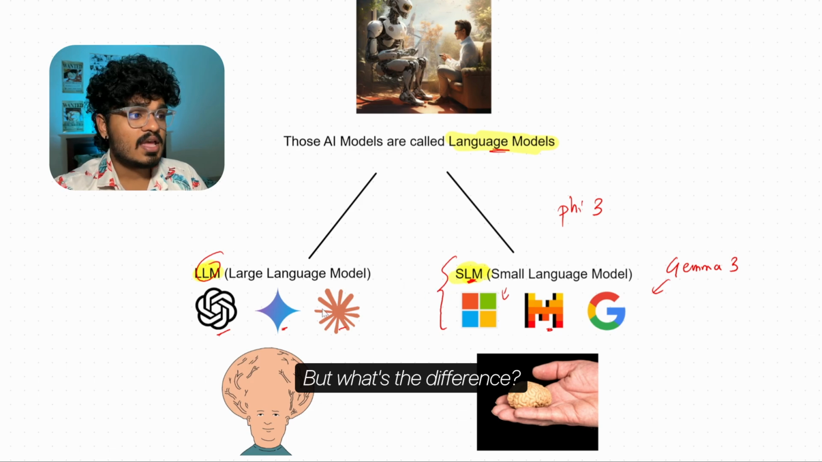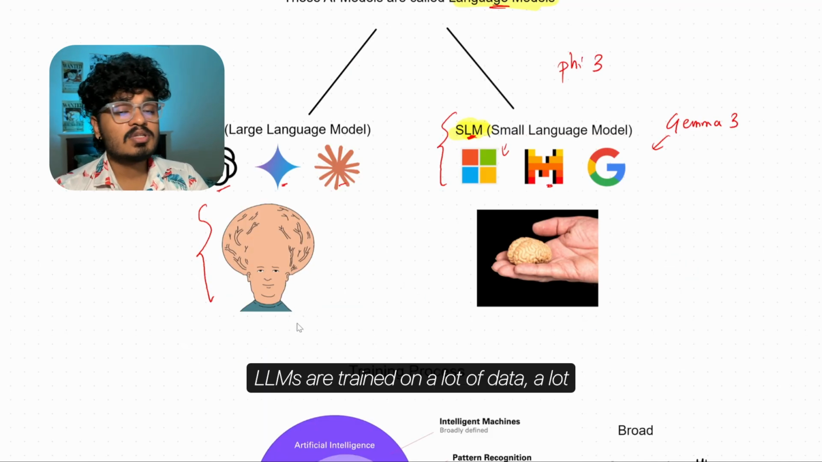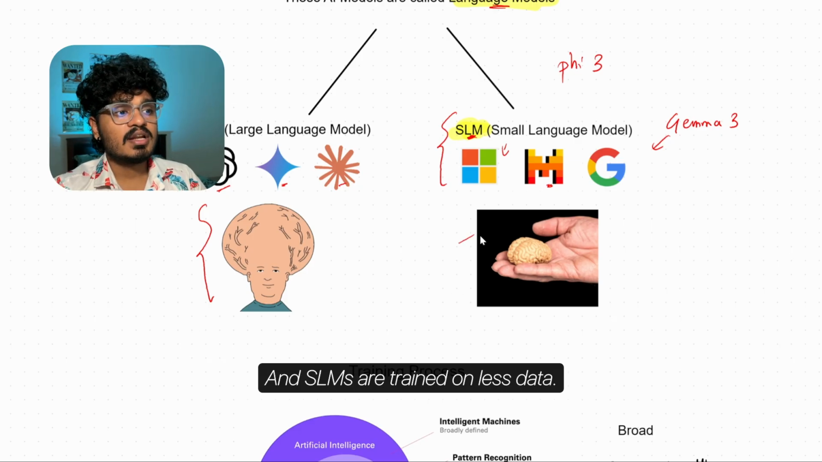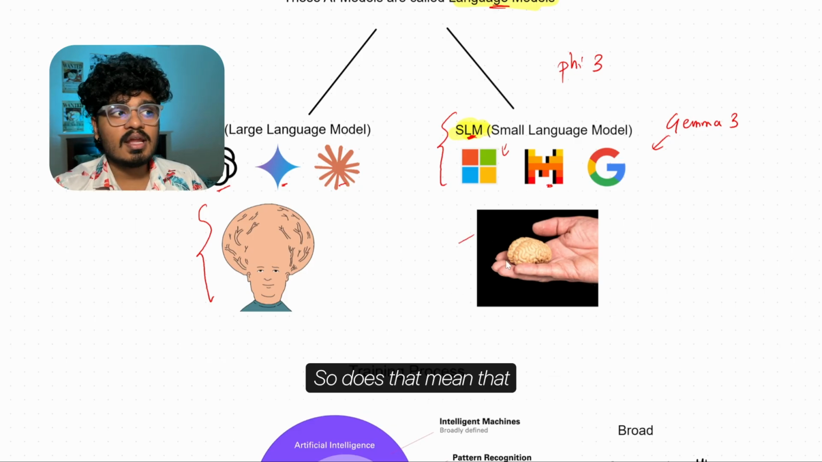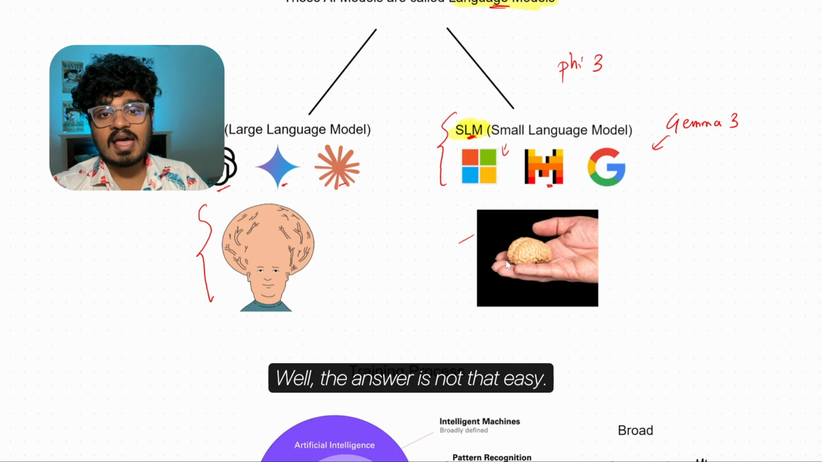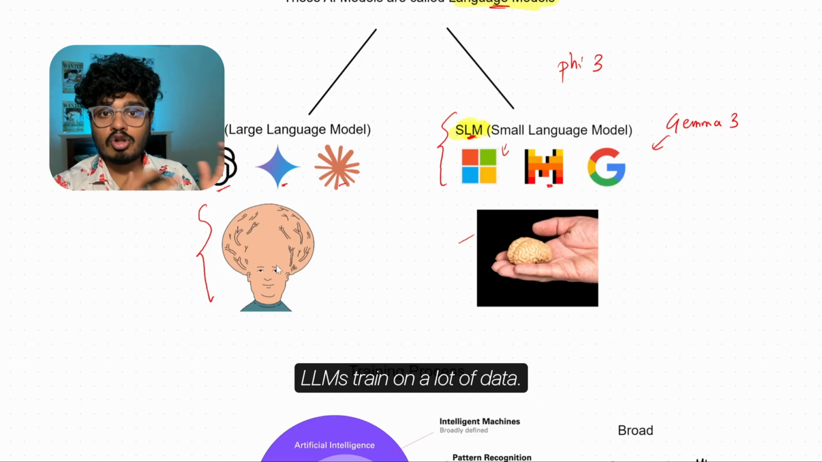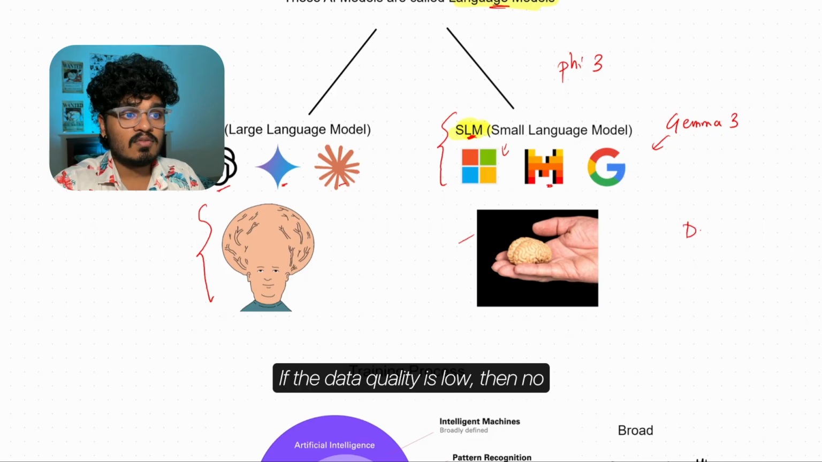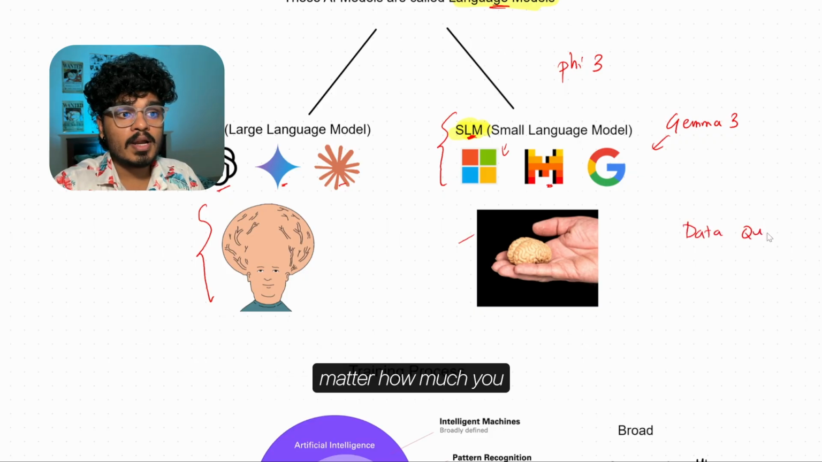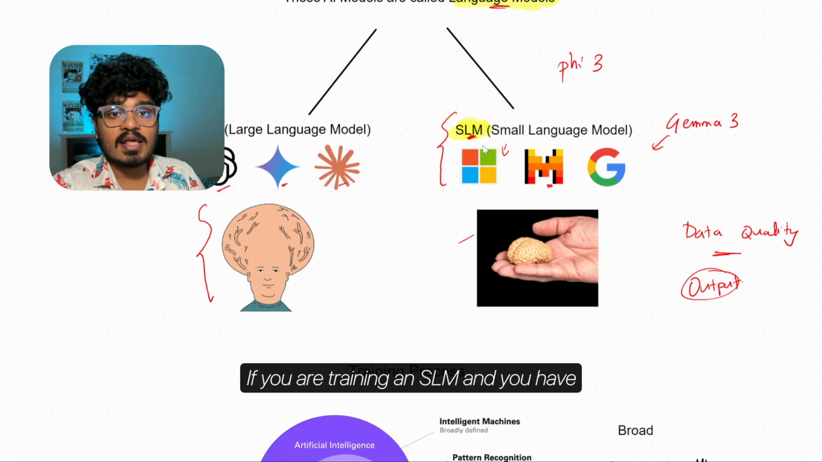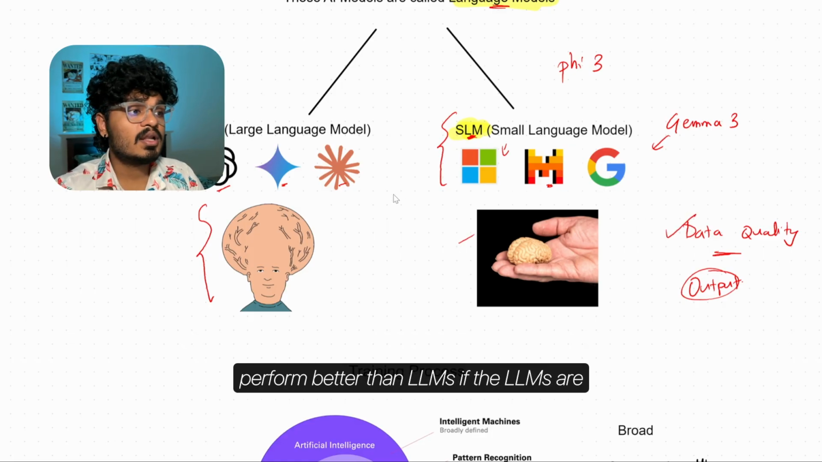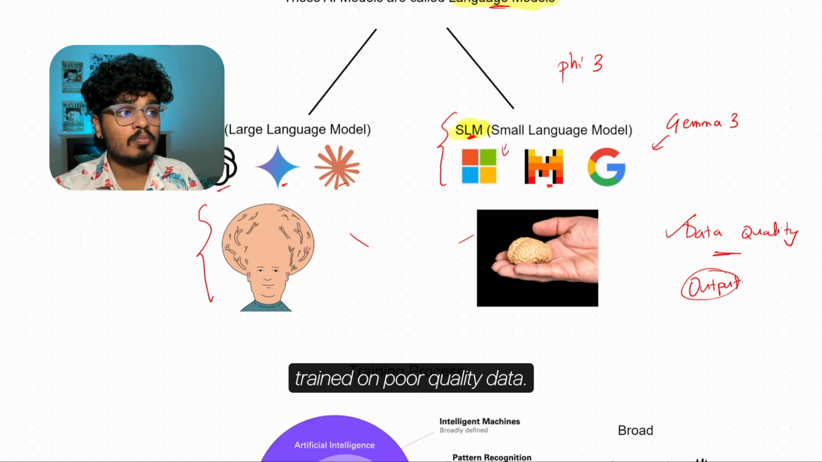But what's the difference? And why do people prefer LLMs? LLMs are trained on a lot of data, a lot of parameters, way more than SLMs. And SLMs are trained on less data. So does that mean that LLMs are better than SLMs? Well, the answer is not that easy. LLMs are trained on a lot of data, but what if that data is not good enough? Data quality is what matters. If the data quality is low, then no matter how much you train an AI, the output will also be bad. If you are training an SLM and you have the highest quality of data, then the SLM can sometimes perform better than an LLM if the LLM is trained on poor quality data.